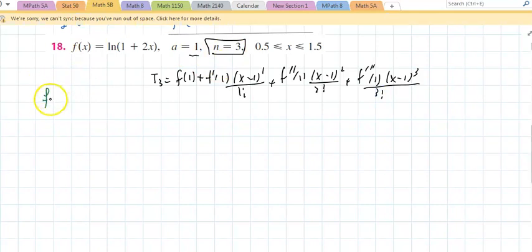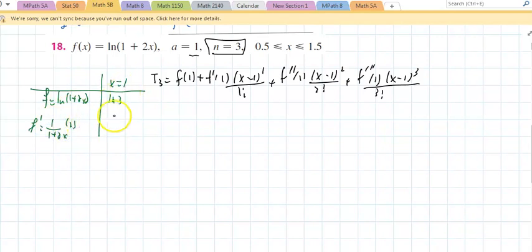f is natural log of 1 plus 2x. If I plug in x equal 1, that's natural log of 3. If I take a derivative, isn't that 1 over 1 plus 2x times 2? If I throw a 1 in there, isn't that 2 over 3? But I'm going to say this is actually 2 times (1 plus 2x) to the negative 1. If I take a second derivative, isn't that negative 2 times (1 plus 2x) to the negative 2 times 2?